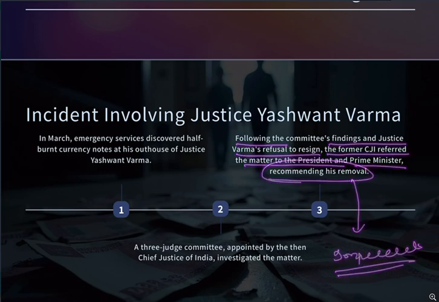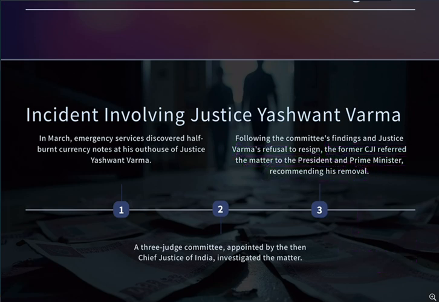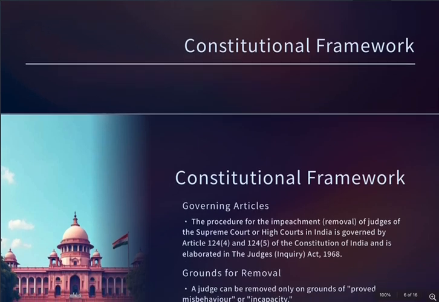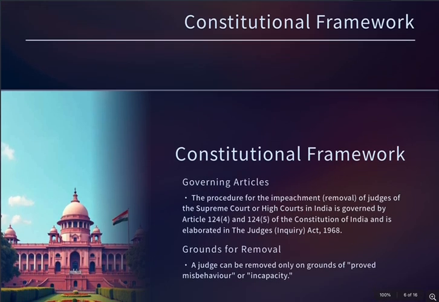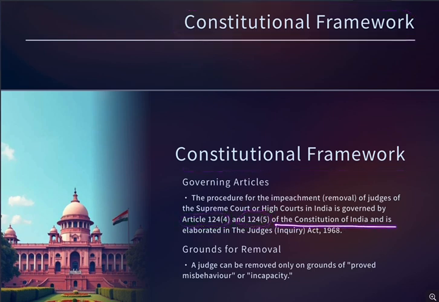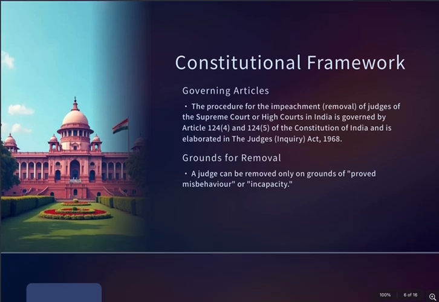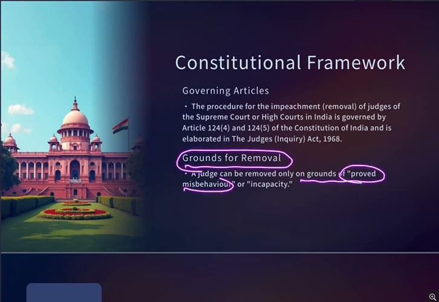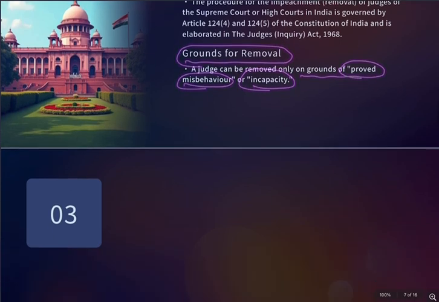So we need a formal impeachment procedure for the removal of Supreme Court and High Court judges, and the same procedure is applicable to both. Next question: what is the constitutional framework? Article 124(4), Article 124(5) of the Constitution of India and the Judges (Inquiry) Act of 1968 govern the motion for removal of judges of the High Court as well as the Supreme Court. What are the grounds for removal? A judge can be removed only on the ground of proved misbehavior or incapacity, not any other ground.